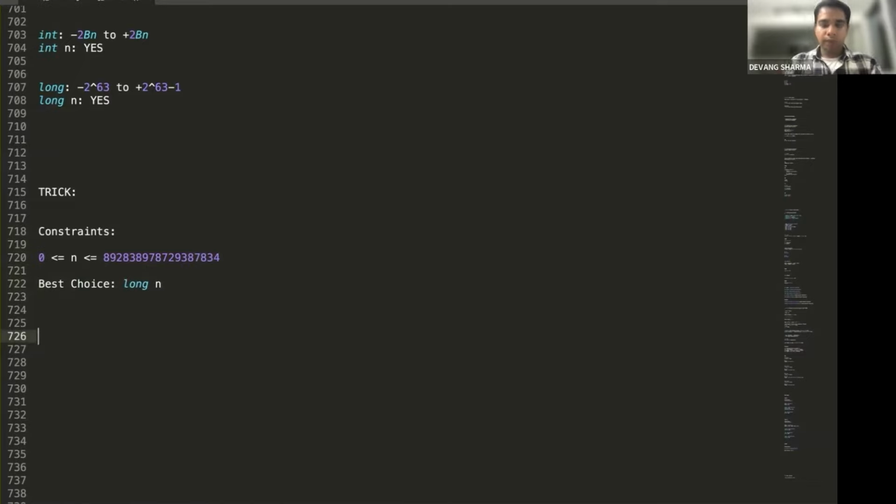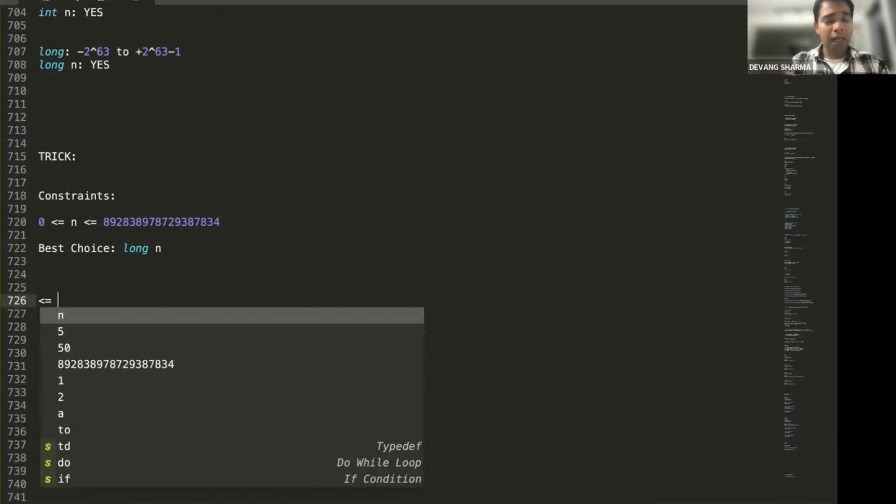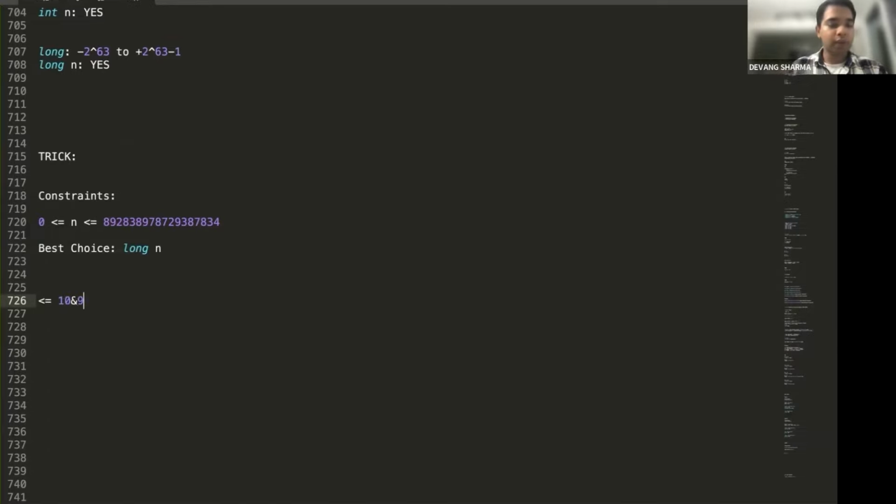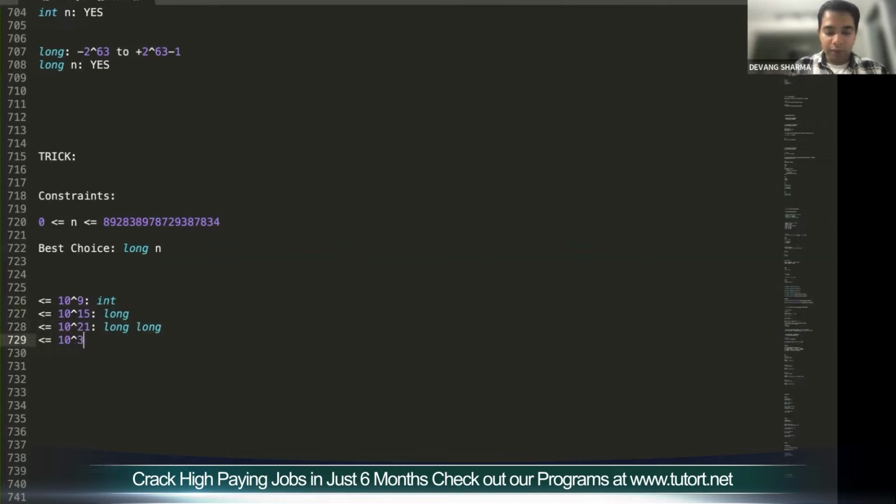As a general rule of thumb, this is an important trick that you should remember. Majority of the questions, 90% of the questions that you'll be dealing with in online assessments or interviews, are going to deal with a range of less than or equal to 10 to the power 9. For that, use an integer. If it is less than or equal to 10 to the power 15, use a long. If it is less than or equal to 10 to the power 21, use a long long. Long long is in C++, it is not in Java, by the way. If it is less than or equal to 10 to the power 30, then in Java we have something called BigInteger.